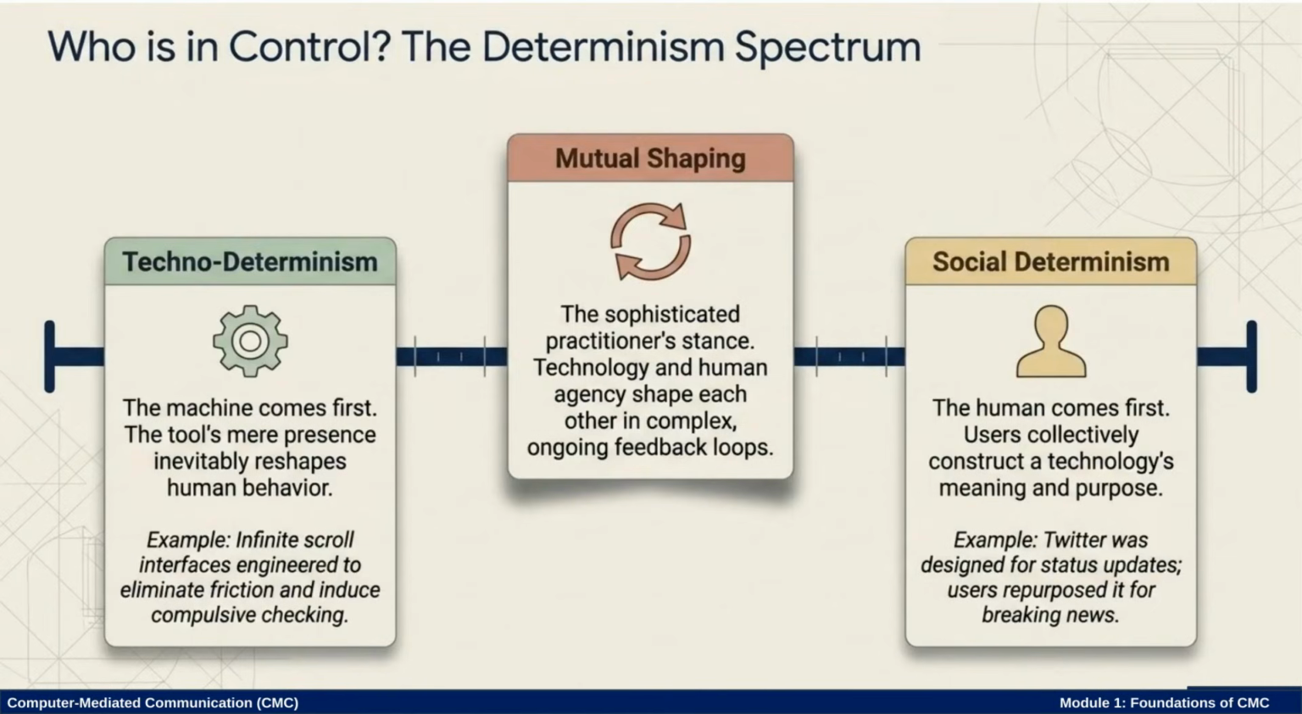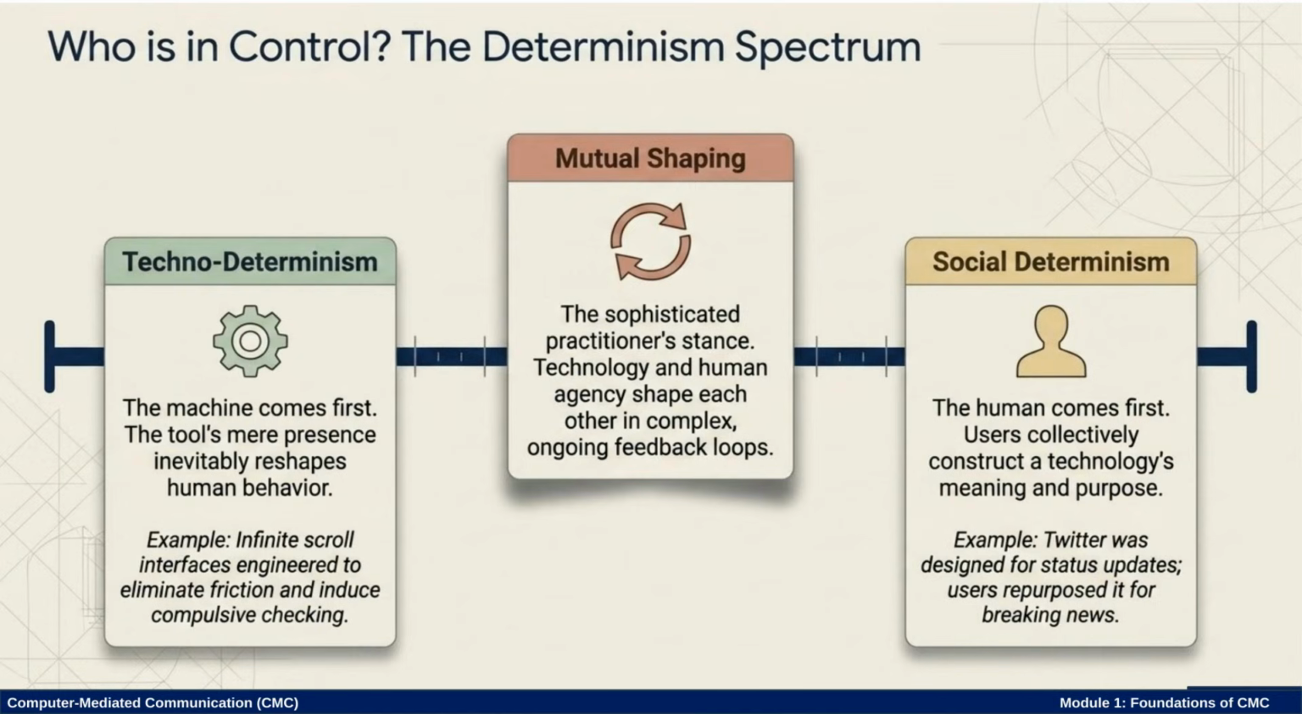Here's a question worth thinking about. Who is really in control? The technology or the people who use it? Scholars place the answer on a spectrum. On one end, techno-determinism. This view says the machine comes first. The tool's mere presence inevitably reshapes human behavior. A good example is infinite scroll, interfaces engineered on purpose to eliminate friction and to induce compulsive checking. In this view, the design controls us, whether we realize it or not.